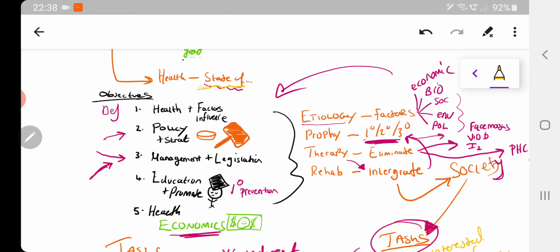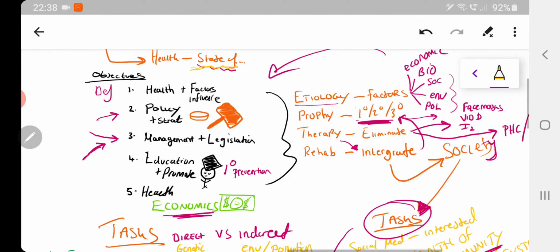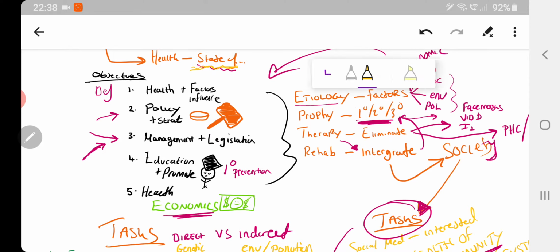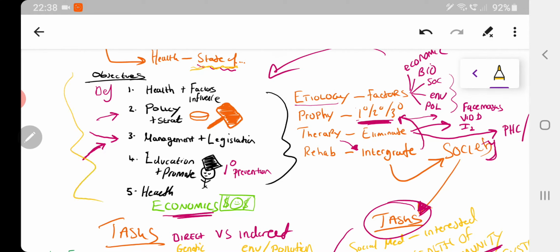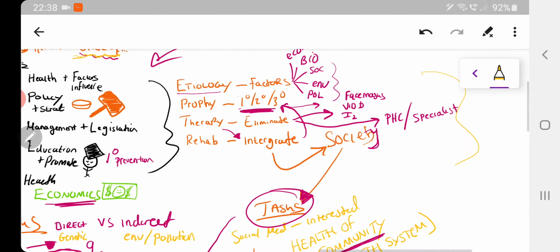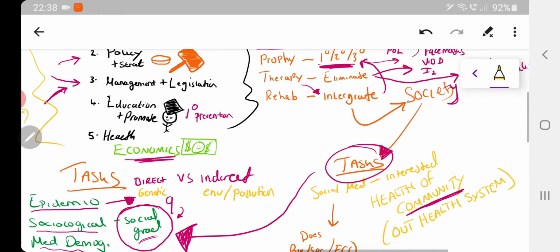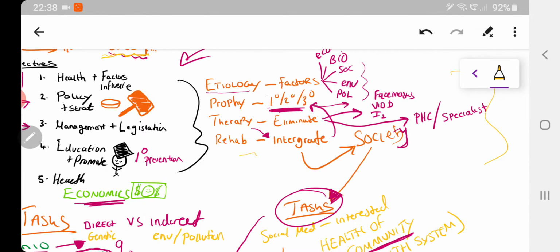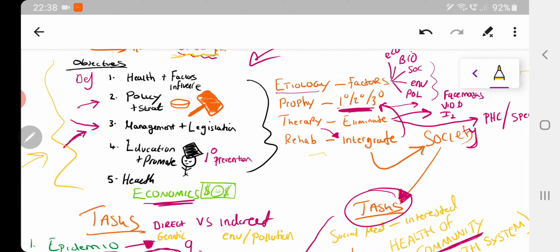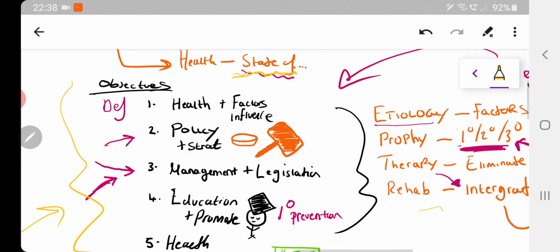Objectives. Now, this isn't fixed as well, so you might need to just guess whatever answer it is, because I can't guarantee you it's going to be just this. It's likely to be this, but it could be some of the things here. But they do overlap, so I'll show you.